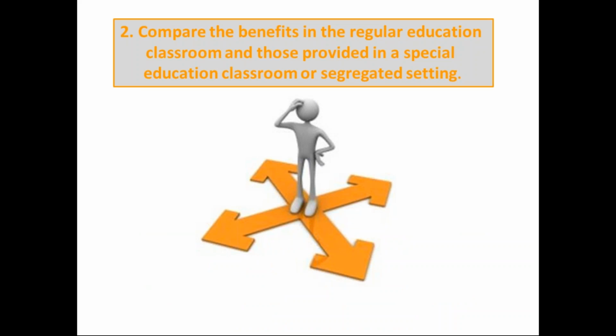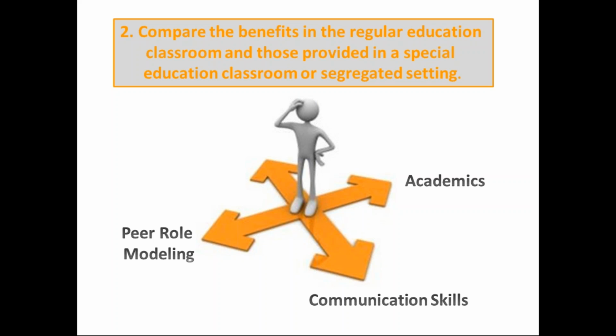The next discussion to have in the LRE decision-making process is to compare the benefits in the regular education classroom and those provided in a special education classroom or segregated setting. These will be unique to each child. The areas that should be looked at would be academics, communication skills, peer role modeling, and social.